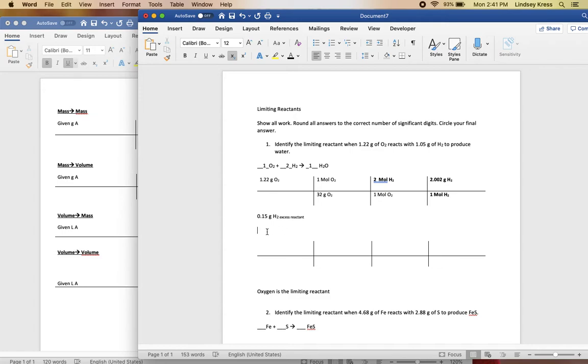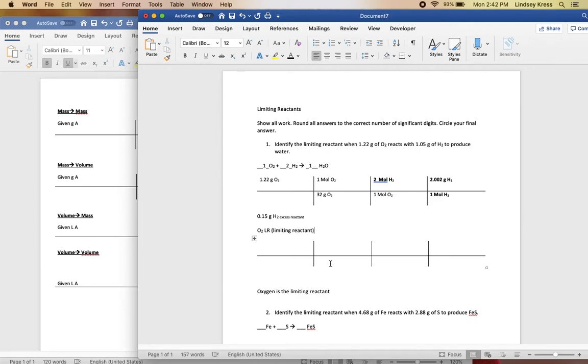If hydrogen is the excess reactant, then oxygen is going to be your limiting reactant. So we say O2 is your LR, or your limiting reactant.